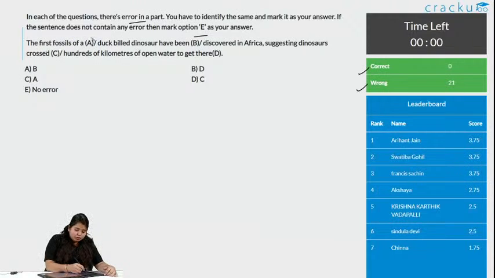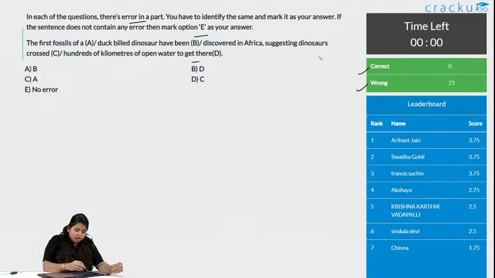The first fossils of a duck-billed dinosaur have been discovered in Africa, suggesting dinosaurs crossed hundreds of kilometers to open water to get there. Okay, the first part. The first fossils of a duck-billed dinosaur have been discovered in Africa. Till here, there is no error.